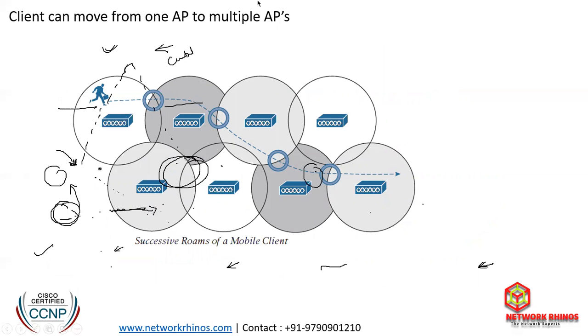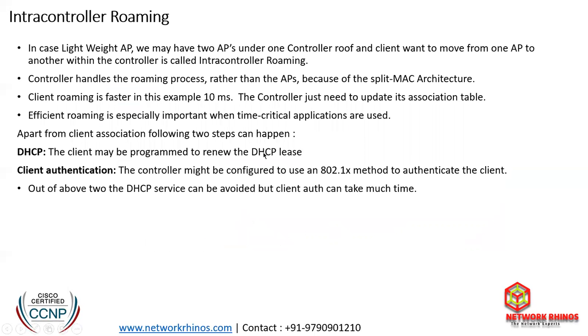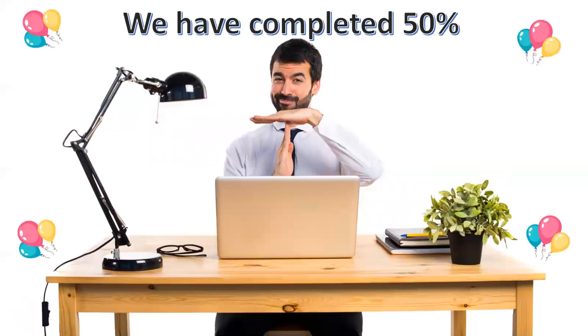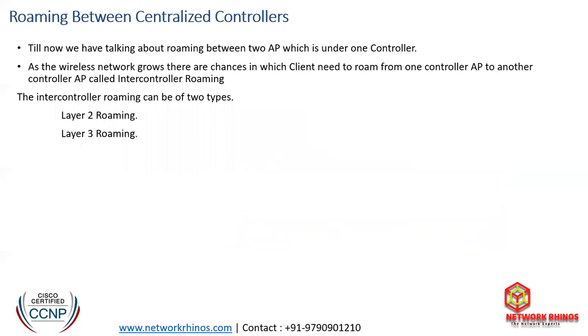So it's obvious that we will not have just two APs. A client can move from one AP to another AP dynamically when he is walking from one building floor to another floor. He might end up connecting to 10 or 15 APs, but without his notice. So let's talk about intra-controller roaming first. Then we'll talk about inter-controller. Guys, intra or inter will come.